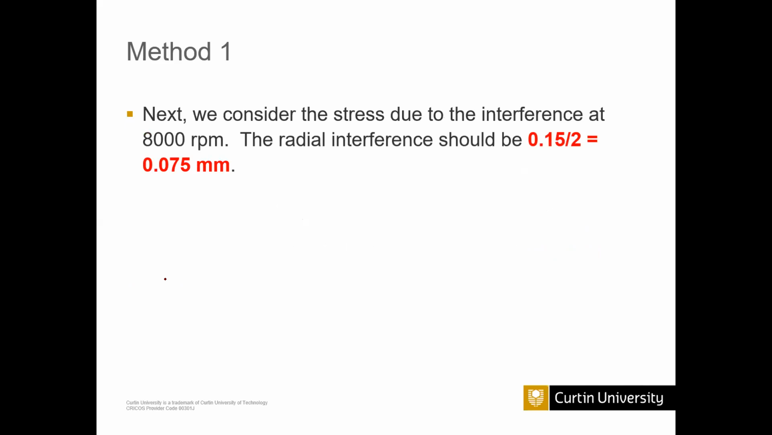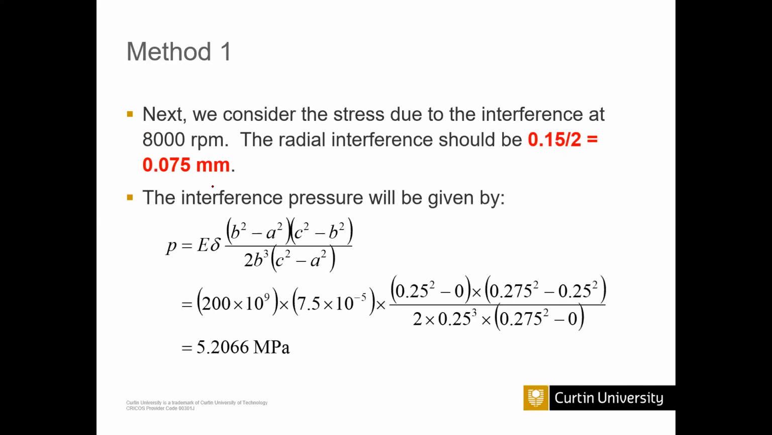So as I told you, if you want to find out the radial interference, you need to divide by 2. It is 0.075 millimeter. The interference pressure will be given by this equation. We know the equations and we know delta, so we can find out the contact pressure.